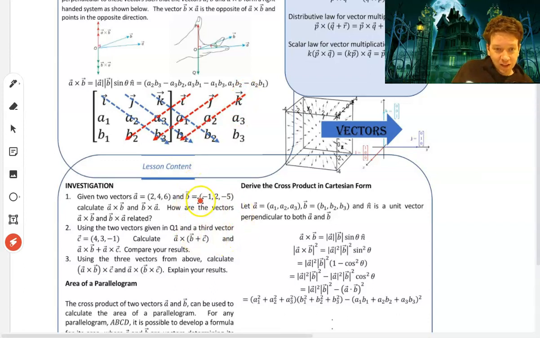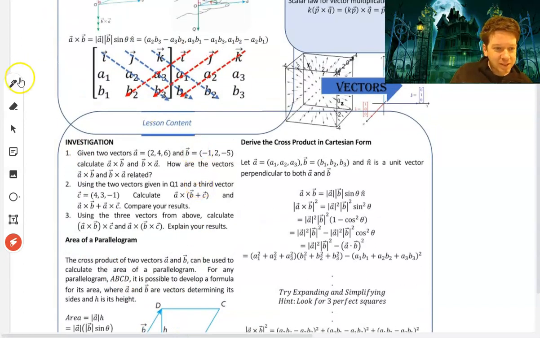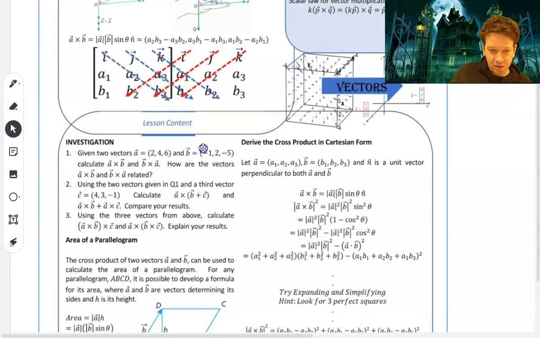Okay, so this can only be done with 3 dimensions, right? You can't do the cross product with 2 dimensions, because if you have vectors A and B, you have to go into that 3rd dimension to find a vector that's perpendicular to both of them. So we're not going to do any examples in 2D. So let's try this one. Let me just make some space here.